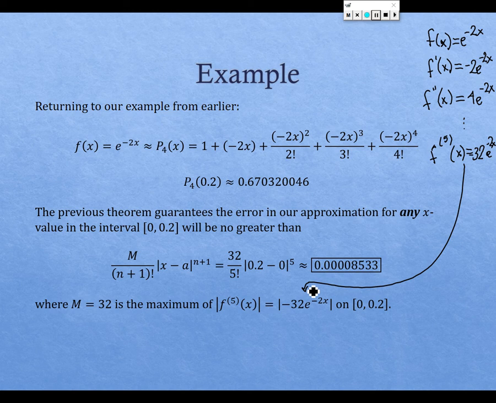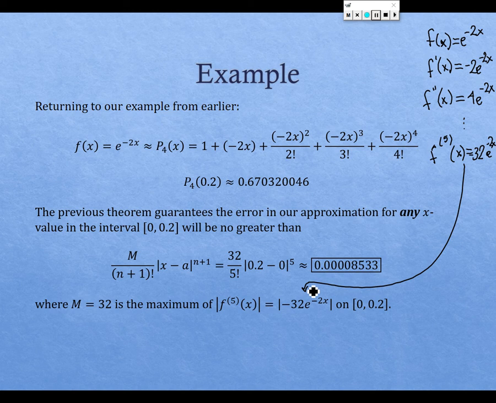We're looking for the absolute value of the maximum of the n plus first derivative. I want to make sure you hear all three of those things. We're looking for the maximum of the absolute value of the n plus first derivative. Right? That's what this is saying here. What is the absolute value of the fifth derivative here? So that's where we got the number 32.